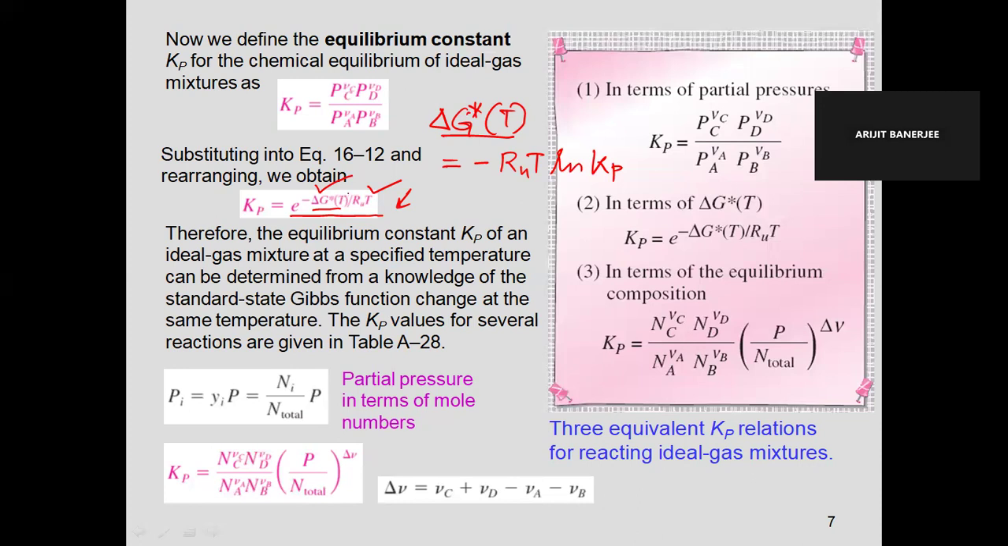You see that this is called the standard state Gibbs function change. That means this delta G star T is for a particular reaction, and for a different reaction, that will be different. So it depends on the absolute temperature and also on the particular chemical reaction. If you change the chemical reaction, then it will change. So I will try to show you the table so that you can follow it.